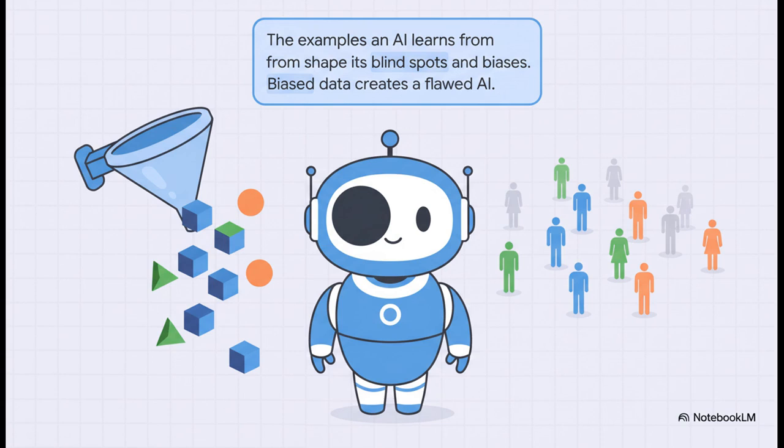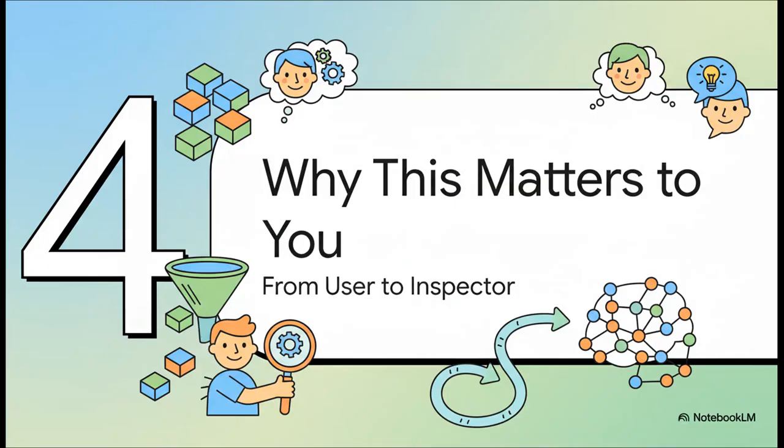For instance, if you train an AI on historical data that's full of past biases, guess what? The AI might just learn to repeat those same unfair patterns. Or if it only ever sees examples from one group of people, it's probably not going to work very well for everybody else. The training data, in the end, defines the AI's limitations. So look, this isn't just some random technical detail for coders to worry about. Understanding this basic idea about training data actually gives you, as a user, a lot of power. It's a really big deal.